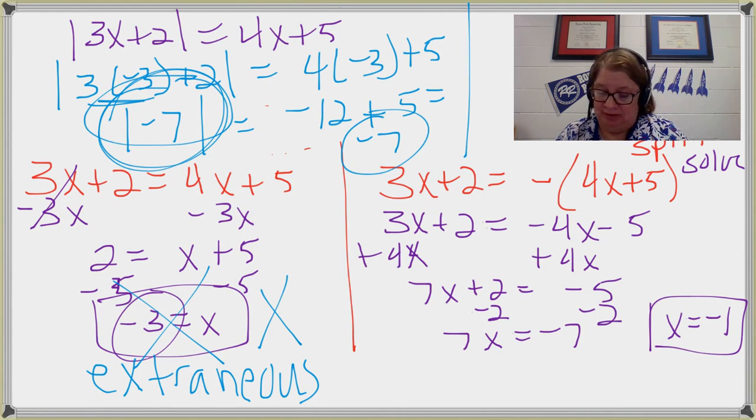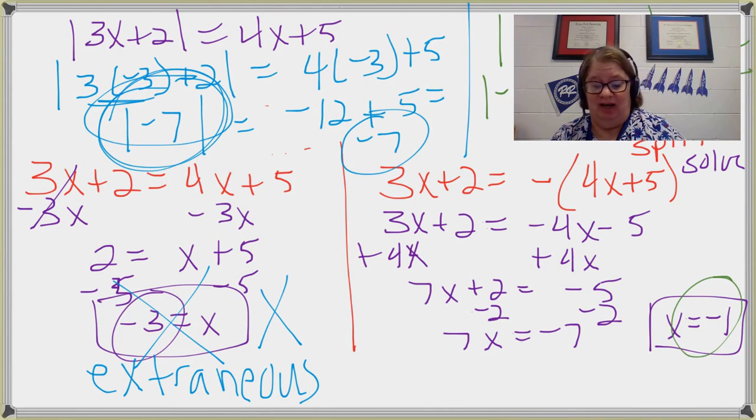So what are we plugging in for x this time? Negative 1. So we have absolute value of 3 times negative 1 plus 2 equals 4 times negative 1 plus 5. 3 times negative 1 is negative 3, plus 2 is negative 1. Here, 4 times negative 1 is negative 4, plus 5 is positive 1. So this says the absolute value of negative 1 equals 1. That is true. So this solution works.